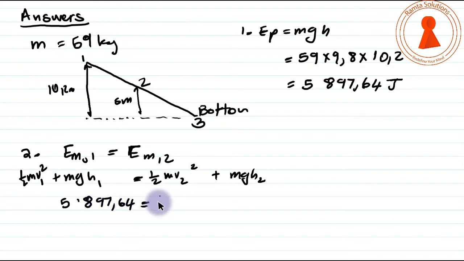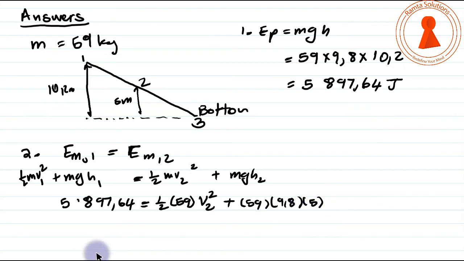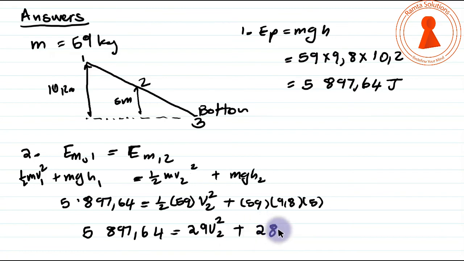So we have 5,897.64 equals half times 59 times v2 squared, plus 59 times 9.8 times 5. That is 29.5 v2 squared plus 59 times 9.8 times 5, and the second term is 2,891. Let me go to the next page.